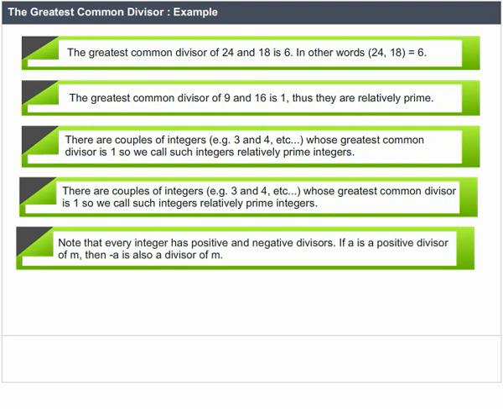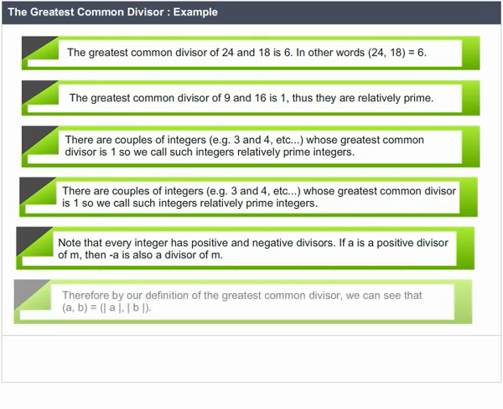Note that every integer has positive and negative divisors. If a is a positive divisor of m, then minus a is also a divisor of m. Therefore, by our definition of the greatest common divisor, we can see that (a, b) equals (modulus of a, modulus of b).